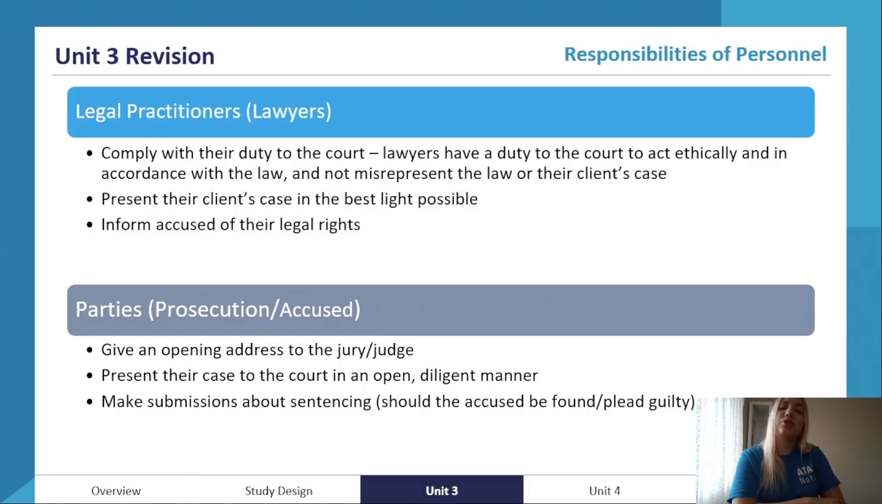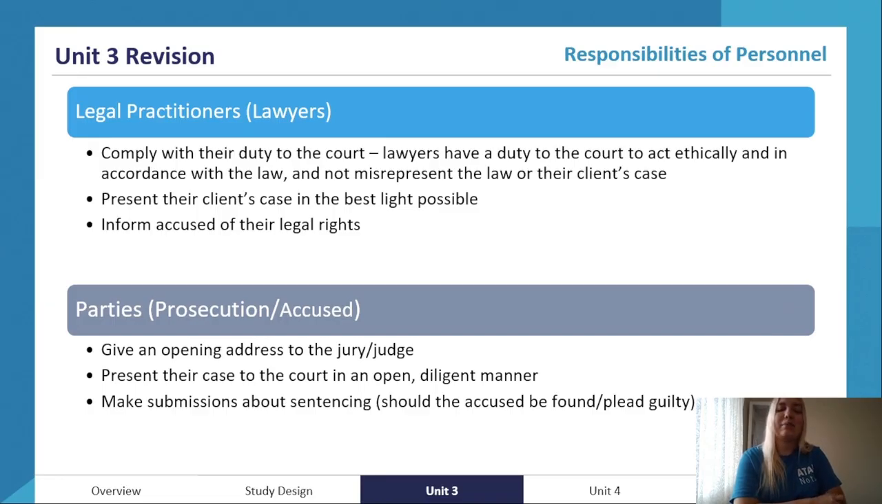So they give an opening address to the jury or judge summarizing their case. They have to present their case to the court in an open, diligent manner. The same overarching obligations, which is the first dot point about legal practitioners, they also have to abide by. They also have to give a closing address similar to an opening address where they summarize everything. You know, if it's the accused person, they will summarize all the reasons why they should not be found guilty. If it's the prosecution, they will summarize all the reasons why they should be found guilty.